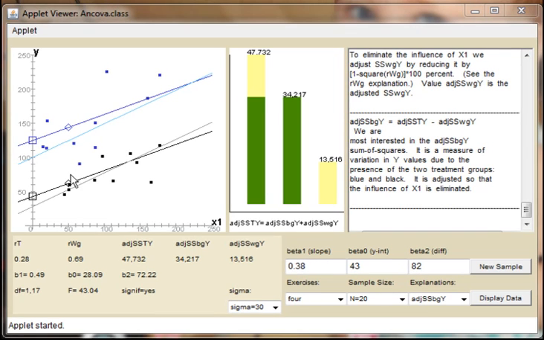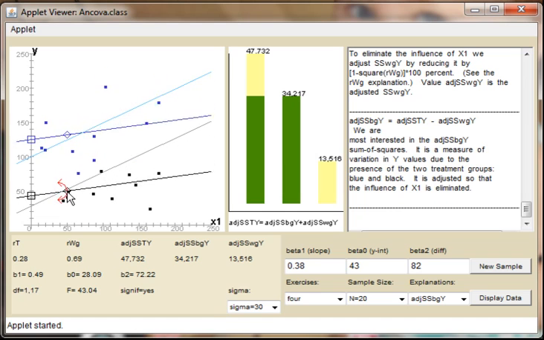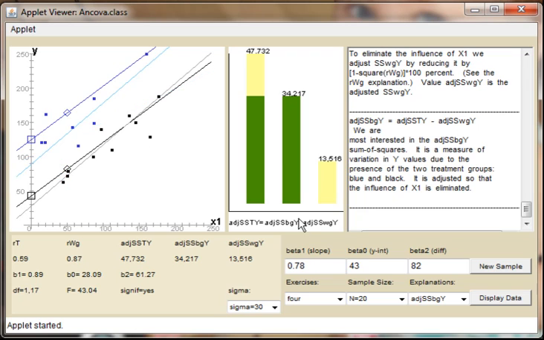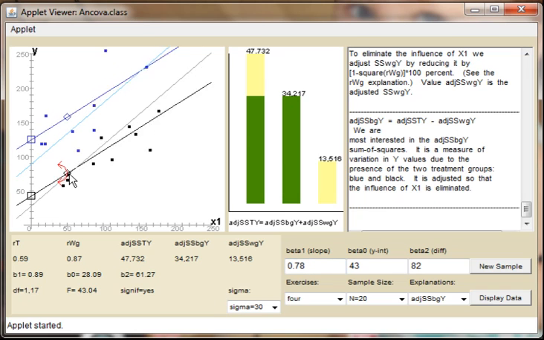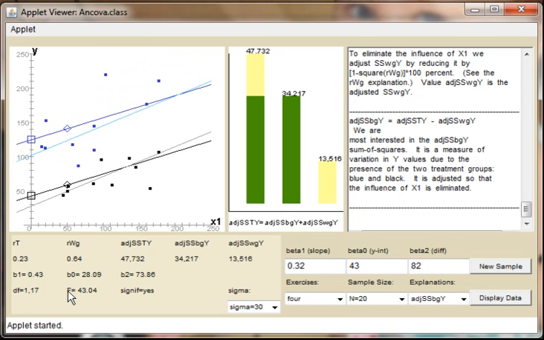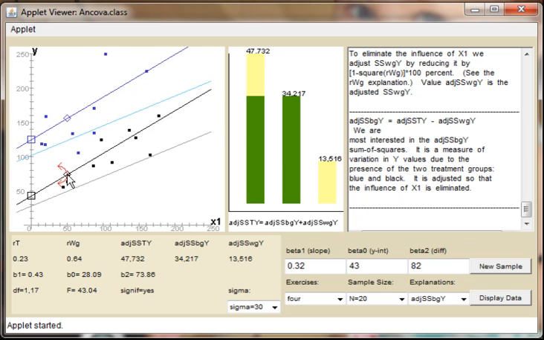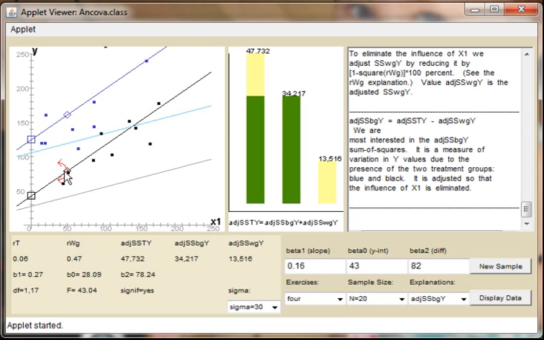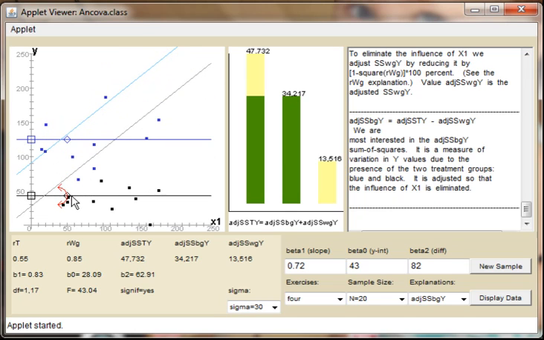Here are two more user controls, the black diamond and the blue diamond, and that will change the slope of the lines. Okay, so that changes the value of beta 1. Notice that changing the slope does not affect the F statistic. It does not affect the significance of the model. And this makes sense because the slope has to do with the variable x1, and we want to eliminate the effect of x1. In fact, if the slope is 0, then ANCOVA changes to analysis of variance.